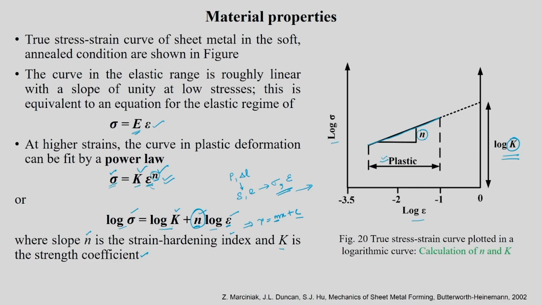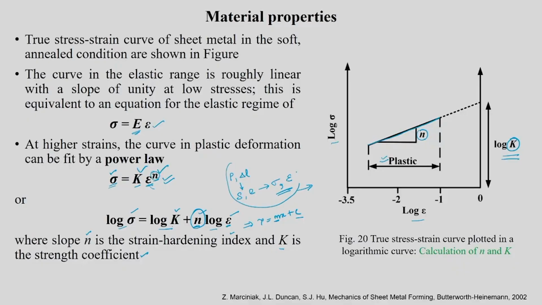Now, the accuracy of calculating K and n depends on how good the fit is between the sigma versus epsilon graph that you get from this equation and the original true stress strain curve. Let us say you have true stress strain data obtained from experiments. Now you are fitting the true stress strain graph into this equation. Let us say, for example, you get the equation sigma is equal to 200 epsilon power 0.25.